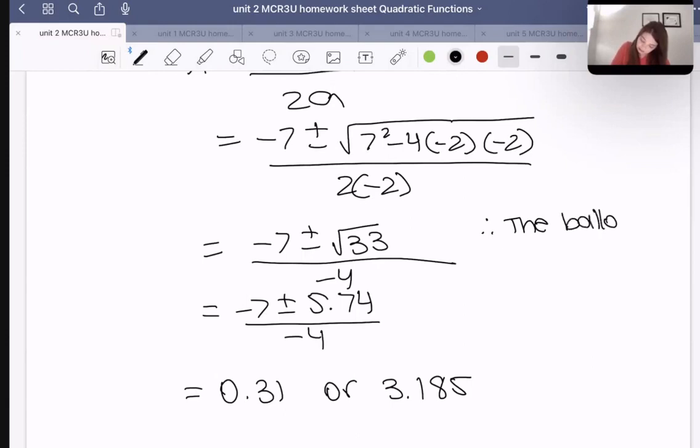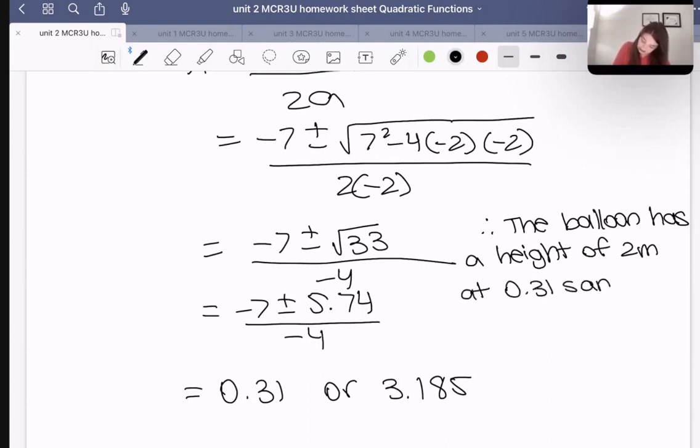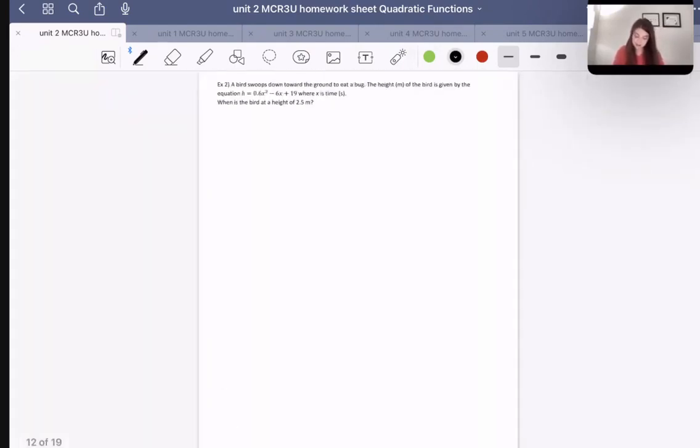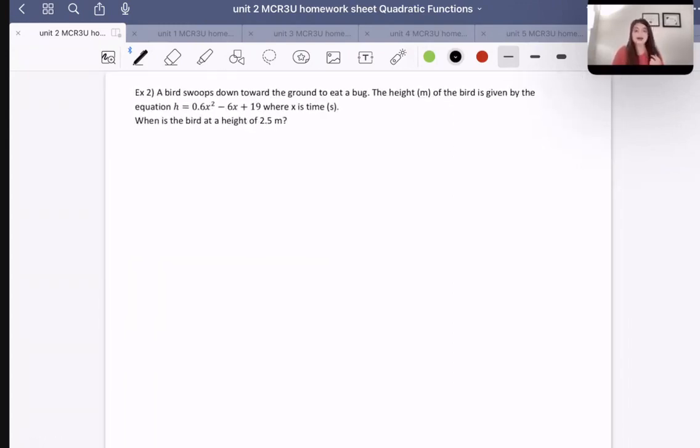Okay, so with that said, I'm going to write a conclusion statement that says, therefore, the balloon has a height of 2 meters at 0.31 seconds and 3.185 seconds. Okay. All right, so there we go.